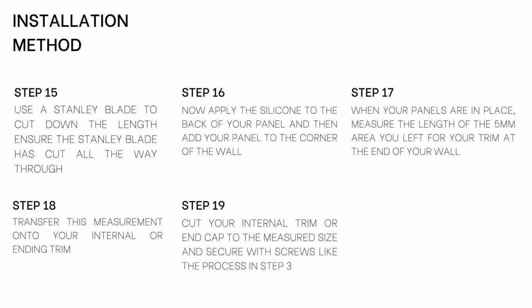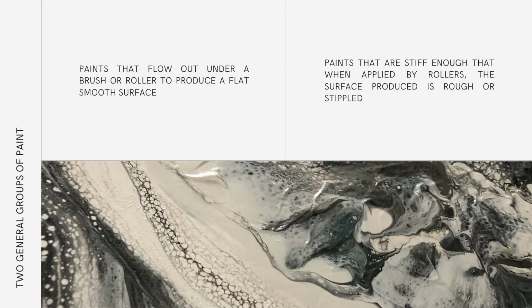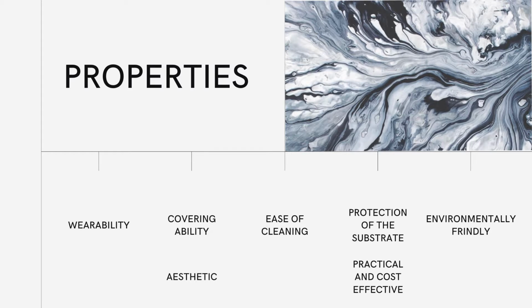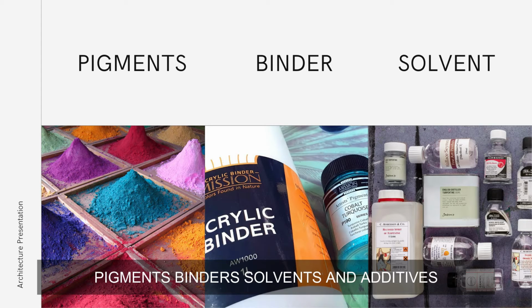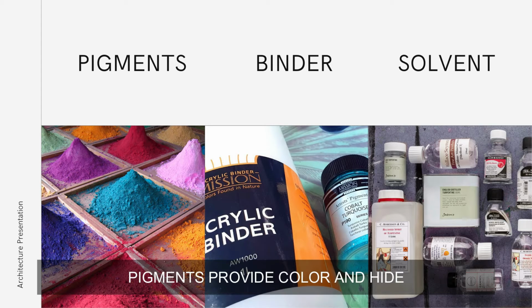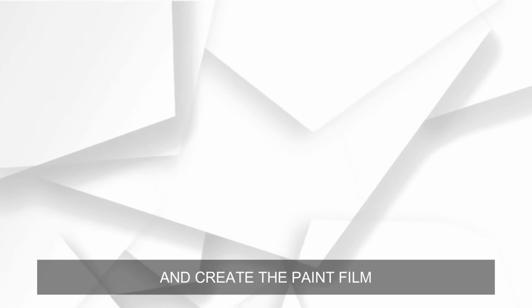The next type is the paint. Paints are used to cover unsightly surfaces, to provide decoration, to prevent absorption of moisture into the wall, to act as a vapor barrier, and to provide a washable surface. All paints generally have four main ingredients: pigments, binders, solvents, and additives. Pigments provide color and hide, while binders work to bind the pigment together and create the paint film. This material is applied through the following steps.